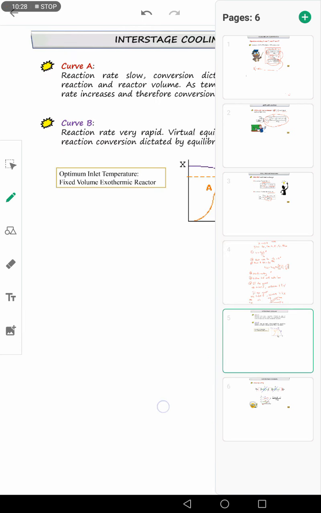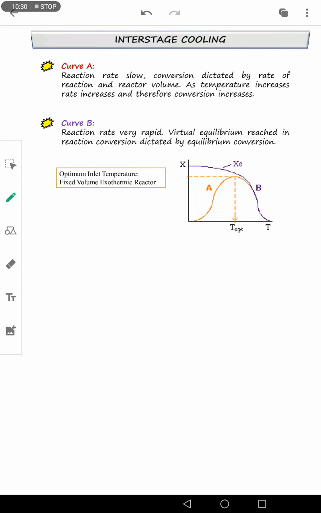Okay, next slide. Interstage cooling. So interstage cooling pun nanti saya akan bagi contohnya. So basically kalau interstage cooling kita akan plot X versus T, in which kita akan cari X equilibrium. Daripada sini nanti kita boleh cari nilai T optimumnya dan nilai X-nya. Okay.